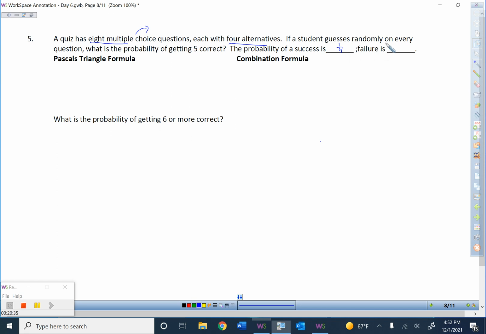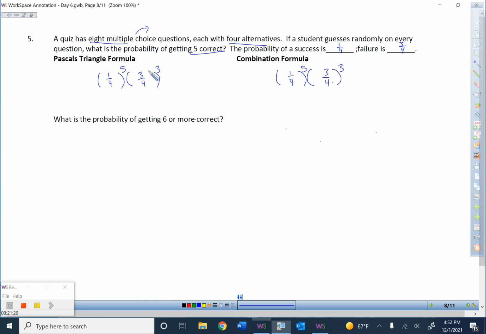Failure is the leftovers, or the complement. There are 3/4 left over. So we're starting out both of these the same way. In your bubbles, you're putting the probability of success, probability of failure right next to each other. Okay, then your powers come from what it asks. We want 5 correct, and we know it has to total 8, so there's 3 left over. 5 correct means 3 are wrong.